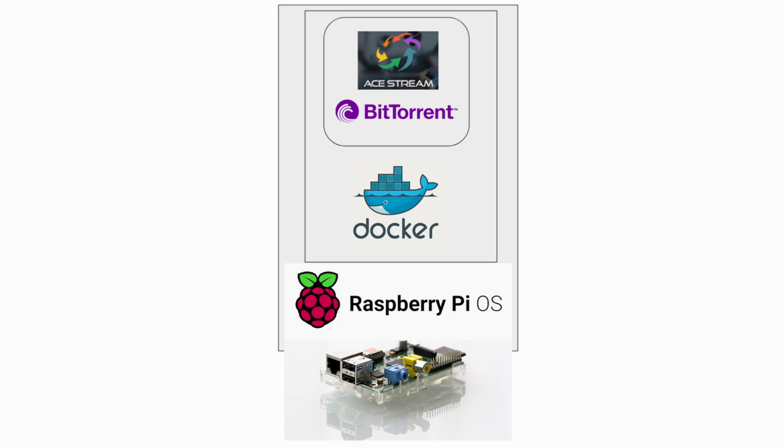On this episode, I'm going to do a very brief introduction of what Acestream is, and how you can deploy it running as a Docker on a Raspberry Pi. So this is essentially what you can see here on this diagram.